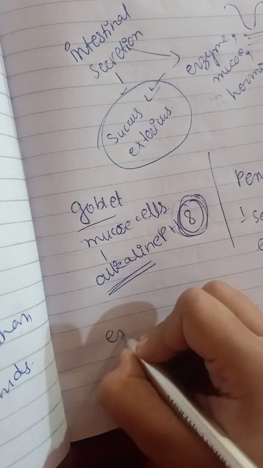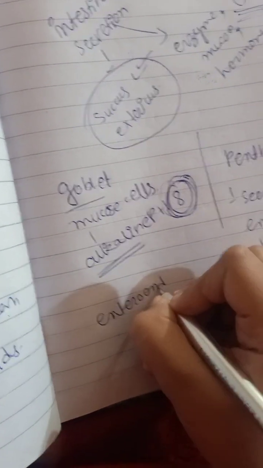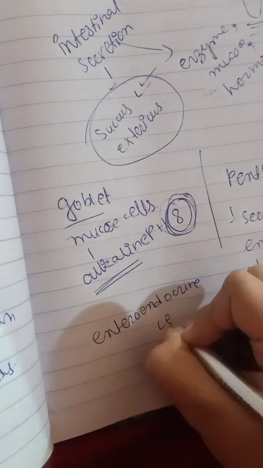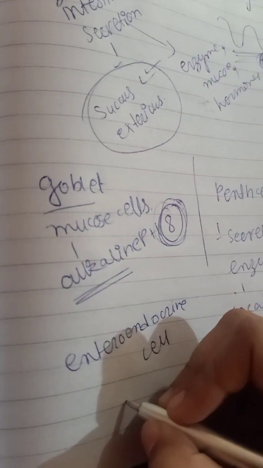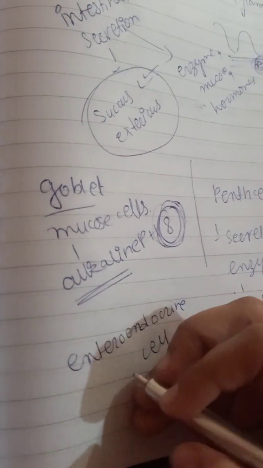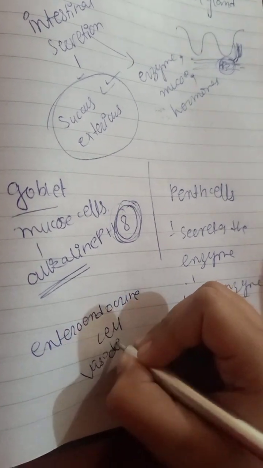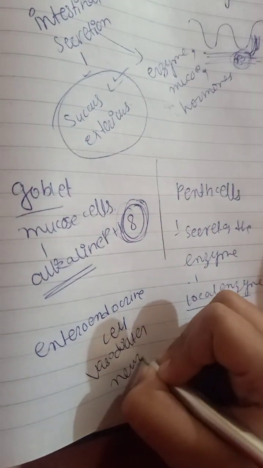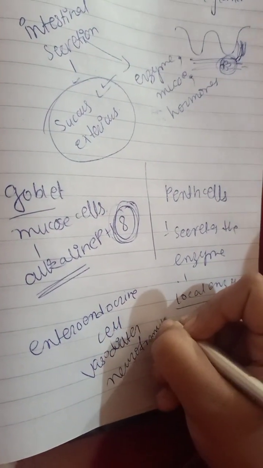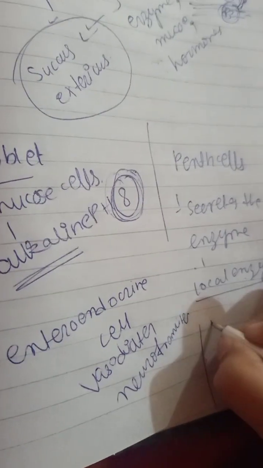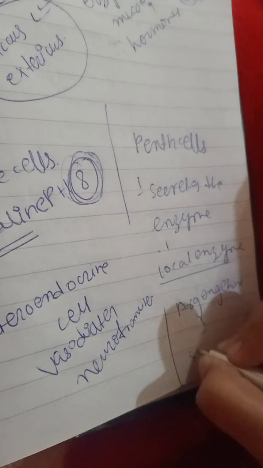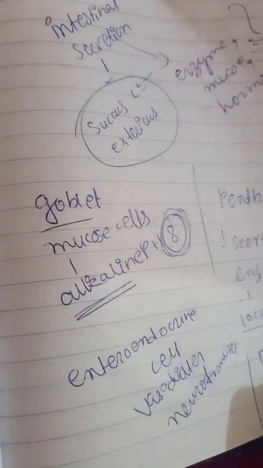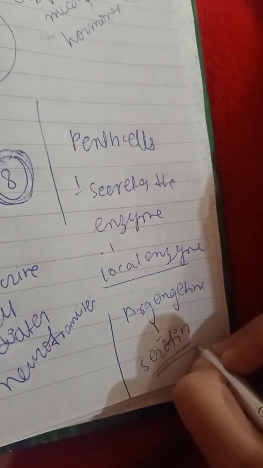The third one is the enteroendocrine cell. Enteroendocrine cell secretes the hormone histamine into the blood, that is responsible for vasodilation, and it works as a neurotransmitter. Fourth one is the argentaffin cell. As you all know, argentaffin cell secretes serotonin, as it also did in the stomach, which is a neurotransmitter.